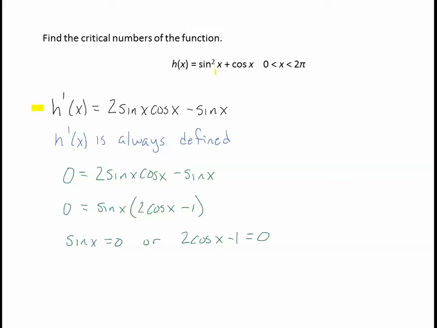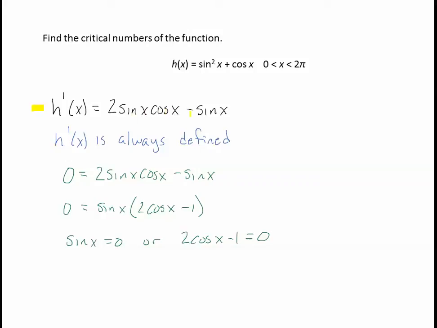To find the derivative, we remember that sine squared of x is sine of x all squared. This will lead us to the chain rule. Take the derivative of sine of x squared to get 2 sine of x, and then don't forget to multiply by the derivative of the inside, which is our cosine of x. Moving on, plus cosine of x, the derivative will be minus sine of x, and we have our derivative.